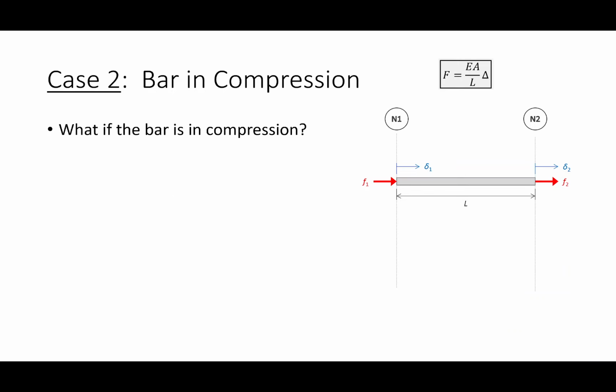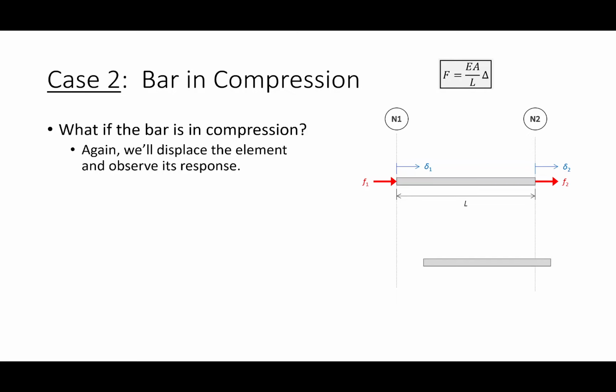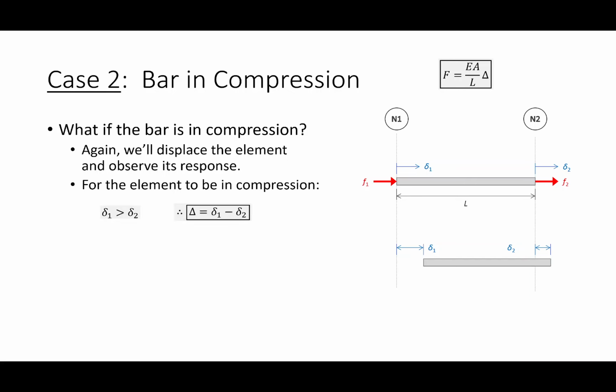What if the bar is in compression? Well, if the bar is in compression, we would do the same thing. We'd say, let's displace, let's observe our displacements, but then we would find the flip side. We would find that delta 1 has to be bigger, right? So the amount of stretch, or in this case it wouldn't be stretch, it would be squish, right?